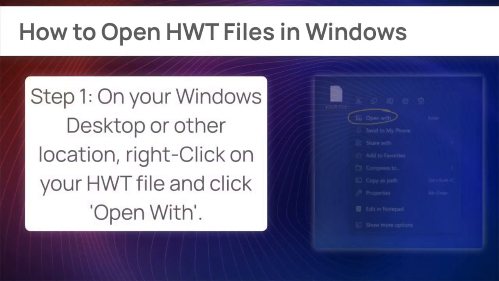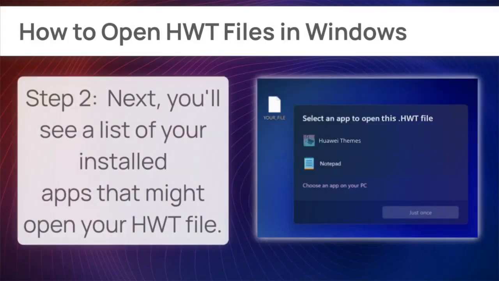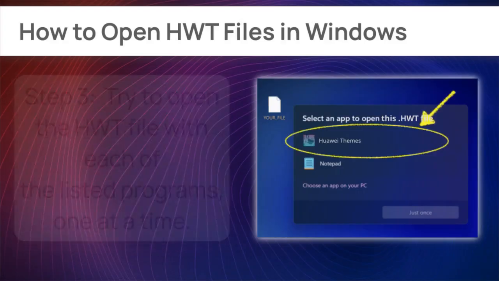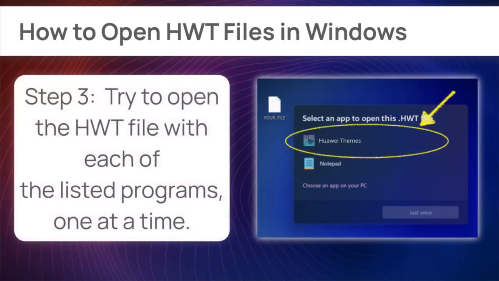Open the menu by right-clicking your HWT file and choosing Open With. Try Huawei Themes first. If it's absent, select another program. This trial and error process is crucial for troubleshooting.